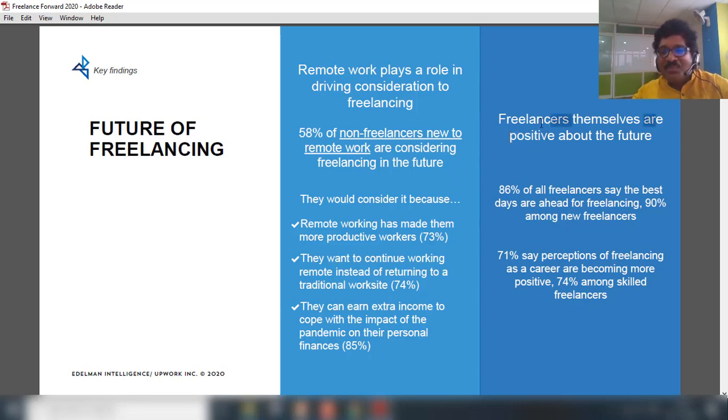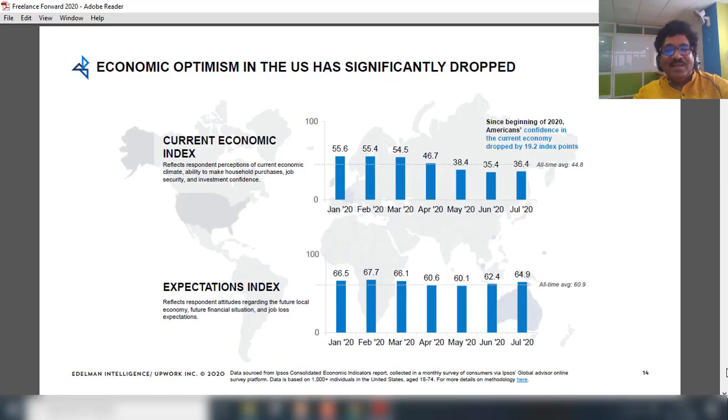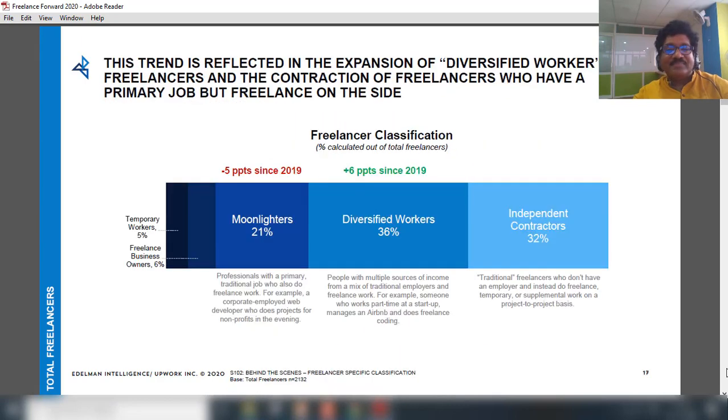And freelancers themselves are positive about the future. 86% of the freelancers say that the best days are ahead for freelancing, and 90% of them are among the new freelancers. 71% say that the perceptions of freelancing as a career are becoming more positive. 74% among them are skilled freelancers. Let me show you more interesting things.